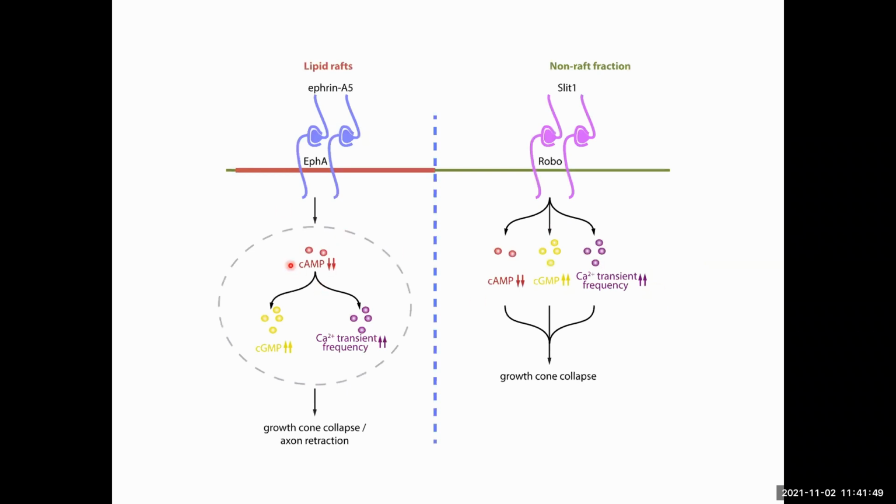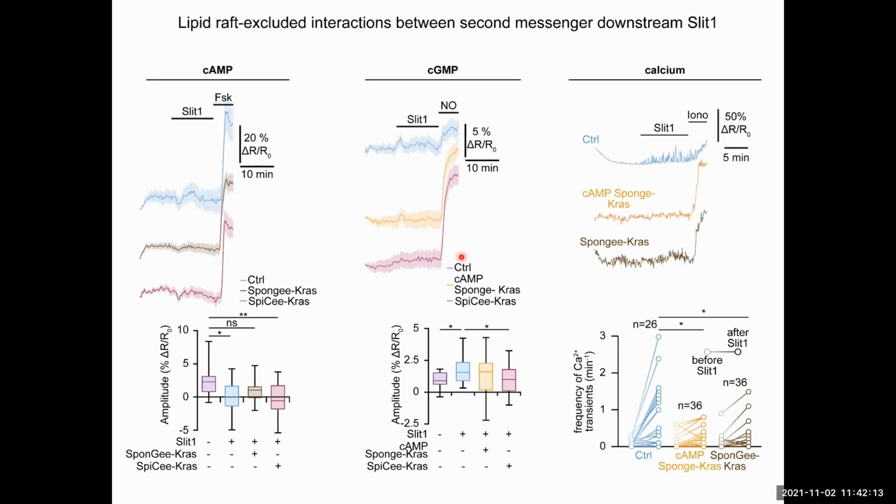So just to summarize, in lipid rafts downstream of ephrins, there is a decrease of cyclic AMP that is important for both the increase of cyclic GMP and the increase of the calcium transient frequency. And all of that is important for axon retraction. What about SLIT? We used the same approach and found that the decrease in cyclic AMP downstream of SLIT1 was blocked by the buffering of cyclic AMP sponge, but not by the buffering of cyclic GMP or of calcium. Cyclic GMP signals are affected by calcium buffering, but not by cyclic AMP buffering. And the calcium signals are affected by cyclic AMP buffering and by the cyclic GMP buffering.